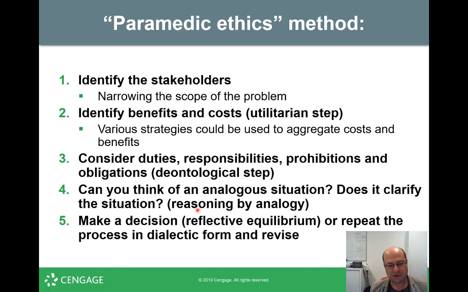That's reasoning by analogy. And at the end, make a decision. It's also called a reflective equilibrium, because sometimes a decision is not something that everybody agrees with, but it's a decision that is kind of a compromise between many opinions. Or if you don't get to this compromise, you have to repeat the whole process in dialectic form, trying to get closer and closer to a solution.